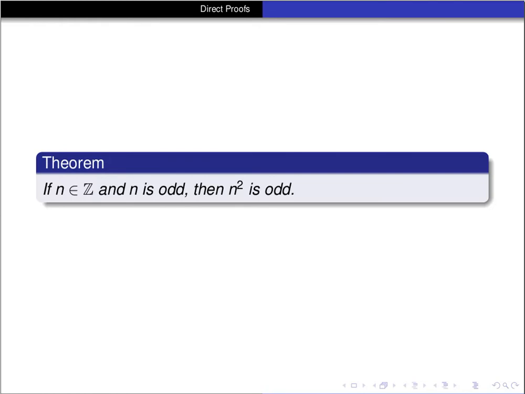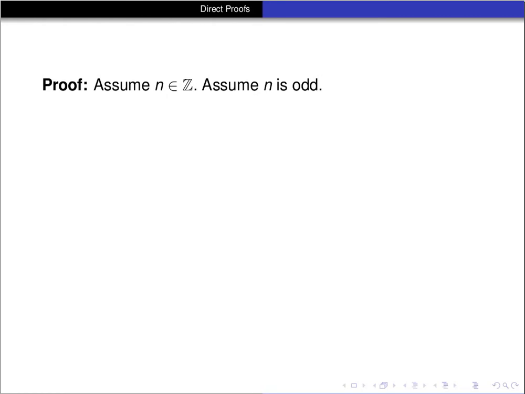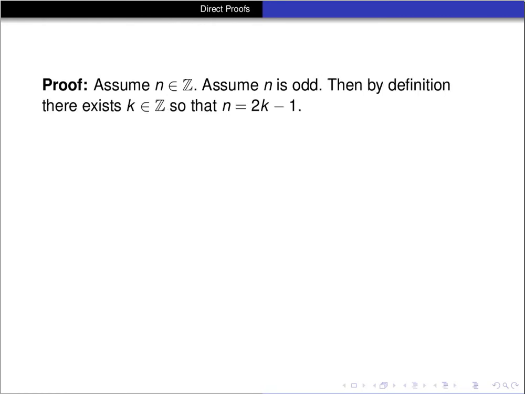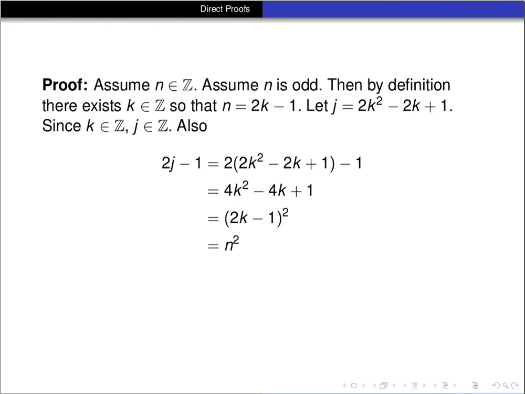So here's our theorem that we want to prove. If n is an odd integer, then n squared is odd. So let's assume our hypotheses. Assume that n is an integer and assume that n is odd. So by definition of odd, there exists an integer k so that n is equal to 2 times k minus 1. Let's let j be 2k squared minus 2k plus 1. So this is an integer. Since k is an integer, it follows that j is an integer. And it works: 2 times j minus 1.